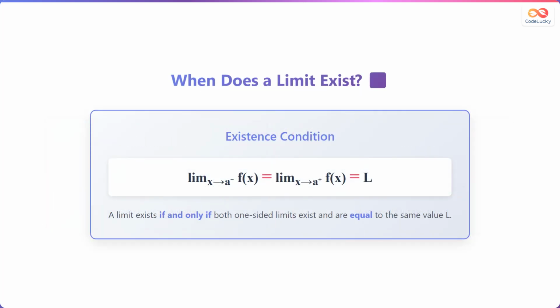So, when exactly does a limit exist? Well, a limit exists if and only if both one-sided limits exist and are equal to the same value, L. In mathematical notation, this means that the limit of f of x as x approaches a from the left equals the limit of f of x as x approaches a from the right, and both are equal to L.